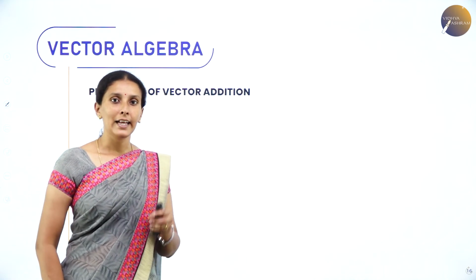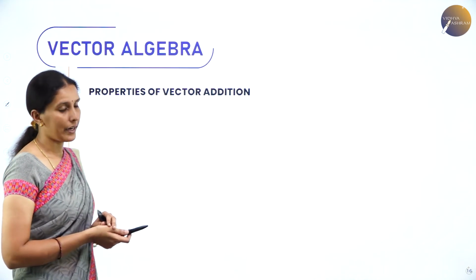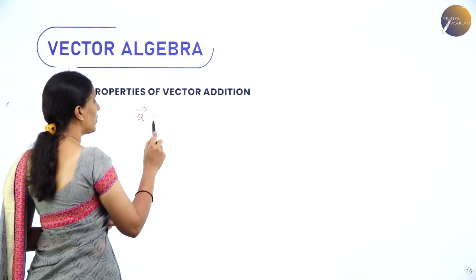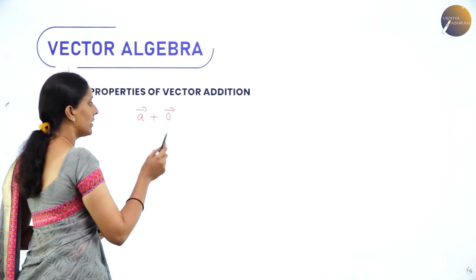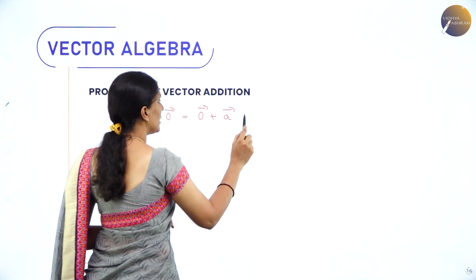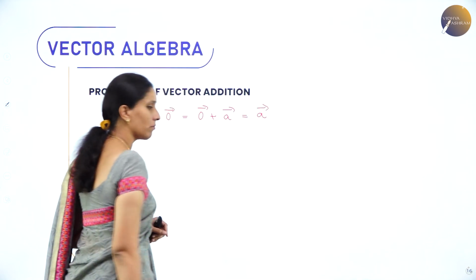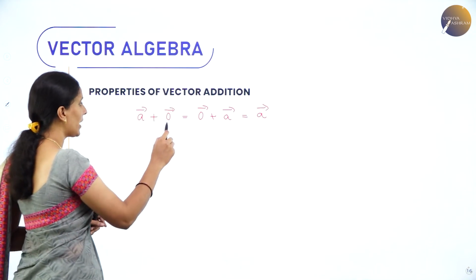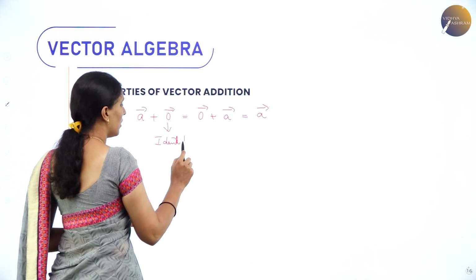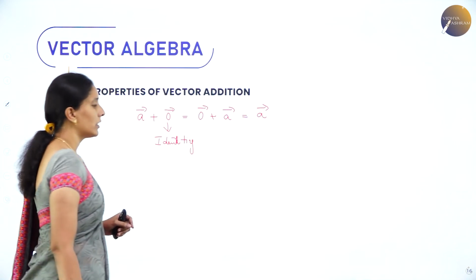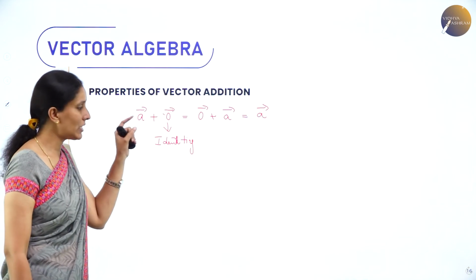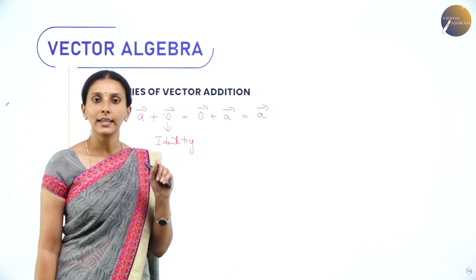So next we will take the identity law for vector addition. We know that when vector A is added to the null vector, or a null vector is added to vector A, the result is the same. You will get vector A. Therefore, we can say 0 is the identity for vector addition. That is, vector 0 can be taken as the identity for vector addition.